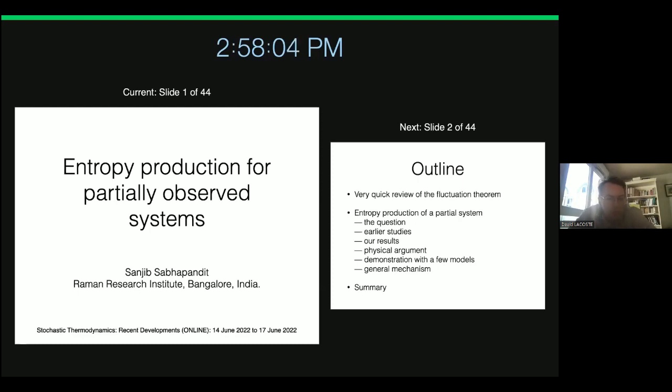So the next talk is by Sabhapandit from the Raman Research Institute in Bangalore, and it will be about entropy production for partially observed systems. Okay, yeah.